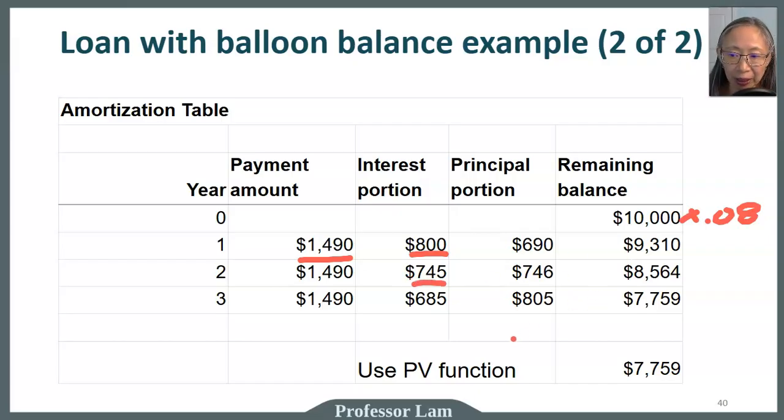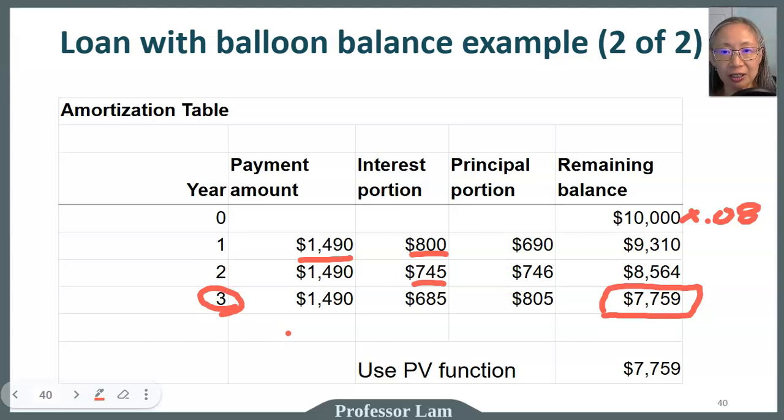You repeat the calculation. After 3 years, remember this is when the loan is actually due, you still have a remaining balance of $7,759. This is how much you have to pay the bank at the end of year 3. If you don't make that payment, you're still considered in default. With a balloon loan, you need to refinance unless you have that amount of money sitting around to pay off your loan when the balloon period comes due.